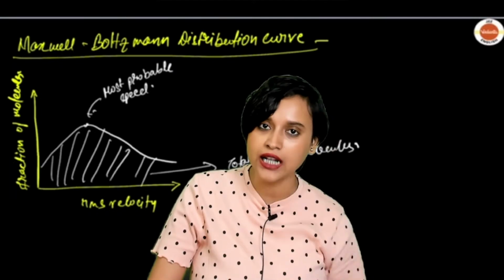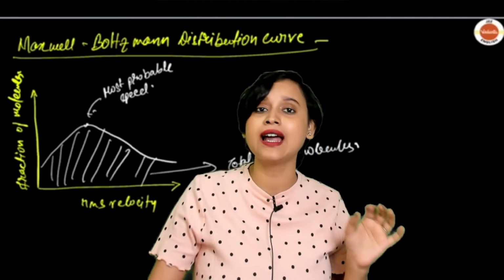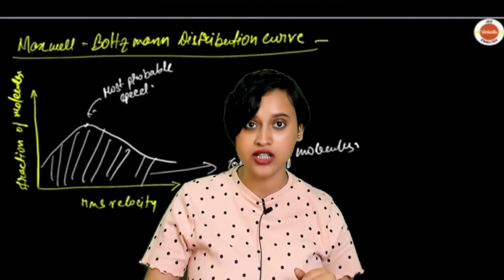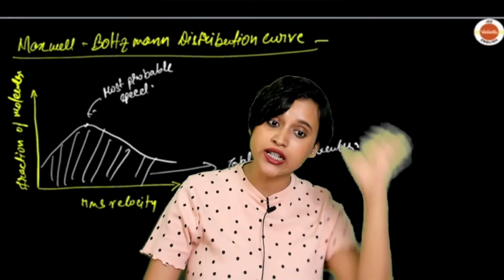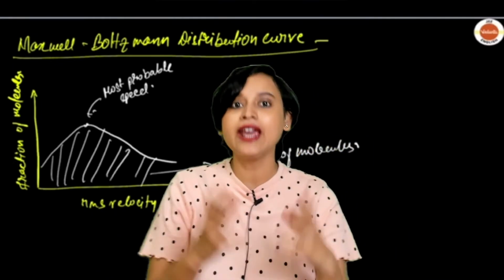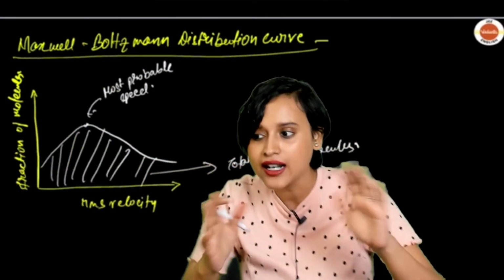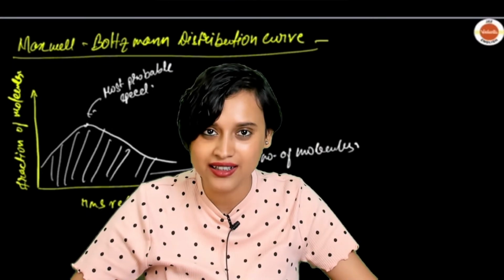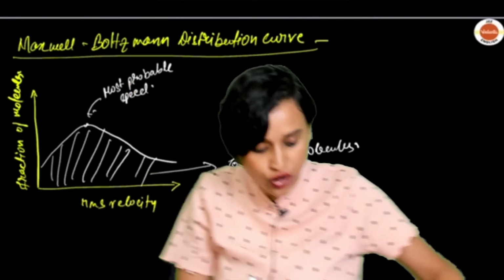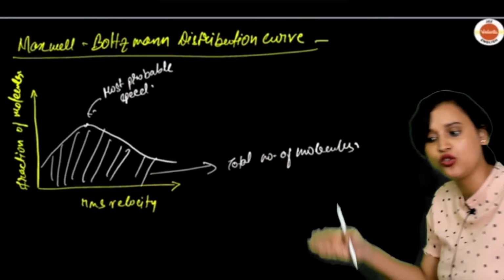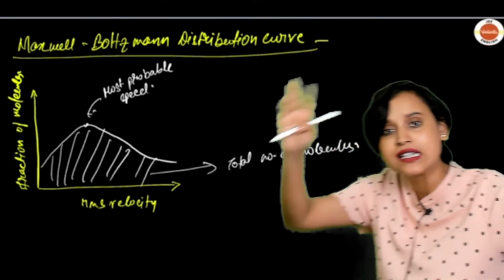If you increase the temperature, there is a possibility that the most probable velocity will change. But the number of molecules present in this gas is not going to change, right? So the area under the graph gives you the total number of molecules, and this is the graph.